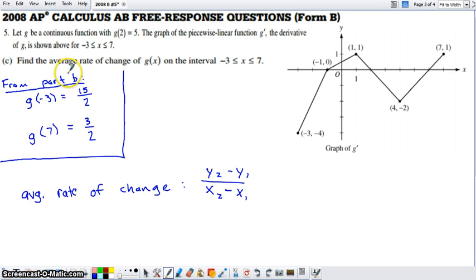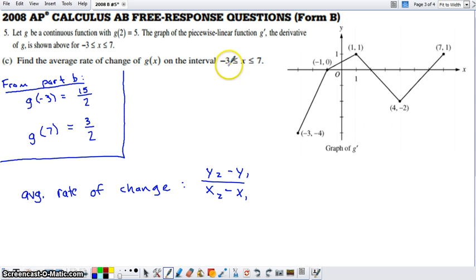What we're asked to do in Part C is find the average rate of change of g on the interval from negative 3 to 7. Well, the average rate of change of a function is simply going to be the slope of the secant line connecting the endpoints of the interval. So all we need to do here is apply a regular old slope formula. It's not an instantaneous rate of change. It's not the change at an instant. It's not the slope of a tangent line. It's an average rate of change.